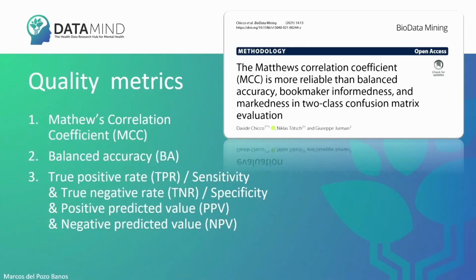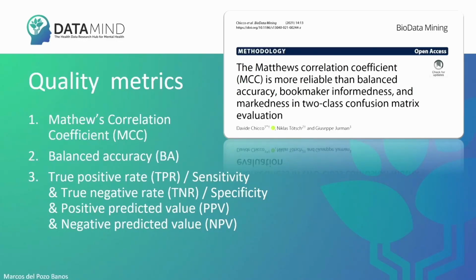So again, personally, if we were to rank quality metrics, I would first use the Matthews correlation coefficient. There is a paper there discussing how this metric can outperform others. I would then use the balanced accuracy, and my third option would be to represent all four statistics that we want to maximize: the sensitivity, specificity, PPV, and NPV.